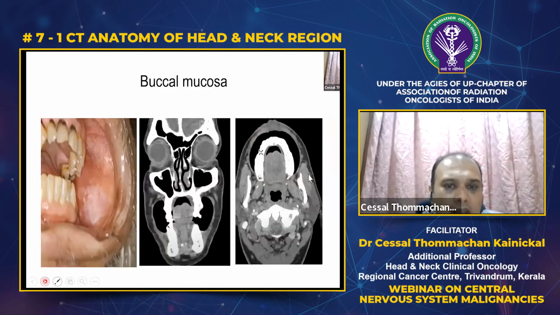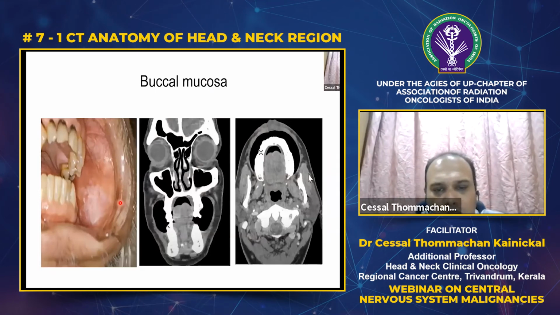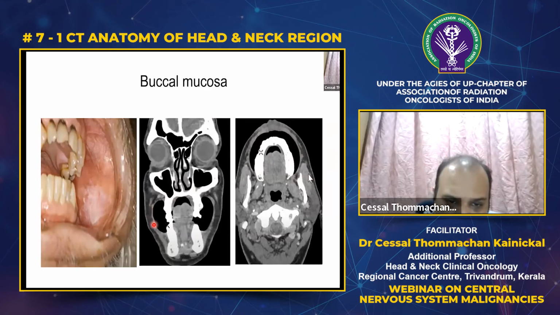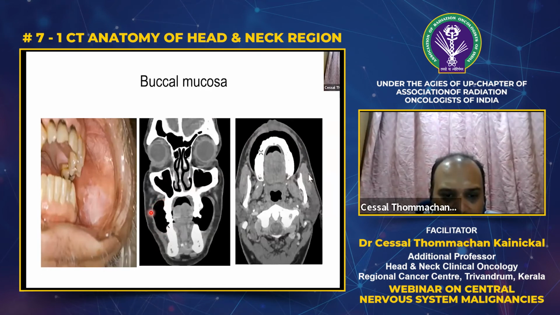Okay. Then this is the buccal mucosa. How will you see it? This is the puffed cheek, a maneuver to make out the buccal mucosa clearly. You can see the normal mucosa there. Then you have the buccinator muscle. This is the lower gingivobuccal sulcus, the upper gingivobuccal sulcus, and you have the buccal pad of fat. Then you have the skin.